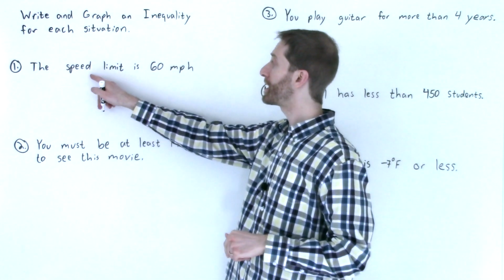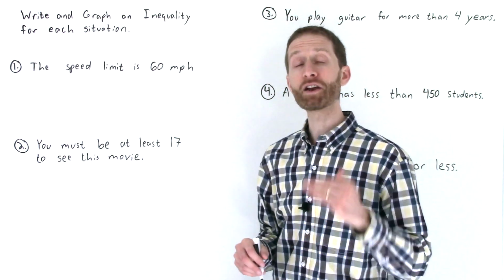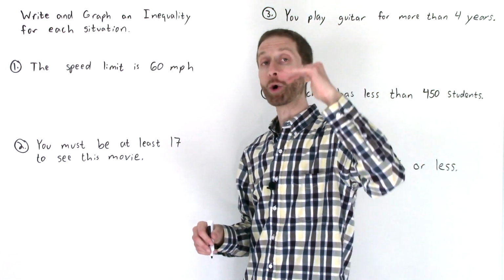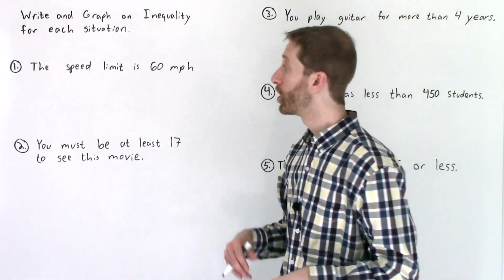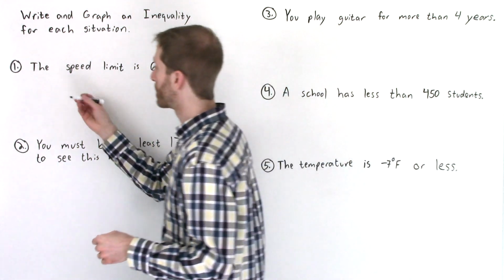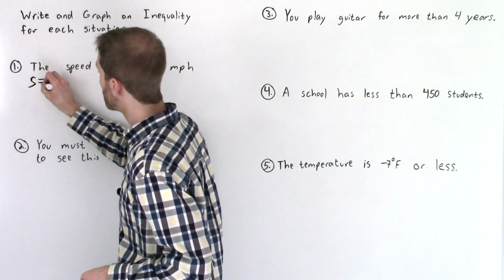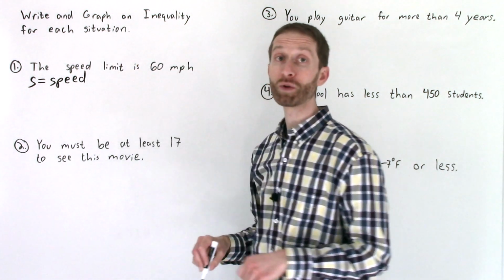We've got that the speed limit is 60 miles per hour. So what does that mean? Well, that means that our speed could be 60 or less. So that sounds like less than or equal to, but before we get to that, we need to define a variable here for the thing we're measuring, the speed. So I'm going to let s equal the speed that we're going. So that's speed.